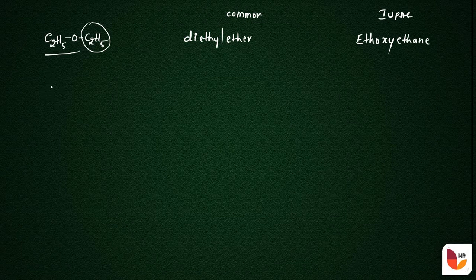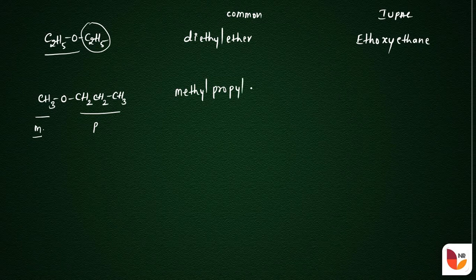Let us take one more example, CH3OCH2CH2CH3. One alkyl group is methyl and the other alkyl group is propyl. The two alkyl groups are different, hence the alkyl groups are named in alphabetical order. Here one group starts with the letter M and the other starts with P. According to alphabetical order, M comes first, hence write methyl, propyl, and the oxygen atom is represented as ether. So it is methyl propyl ether.